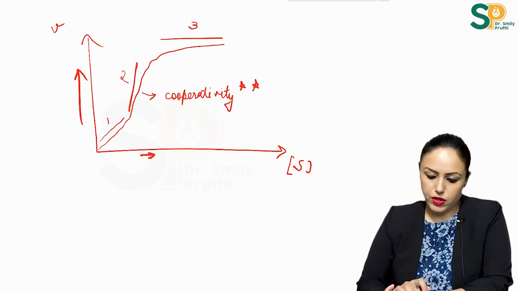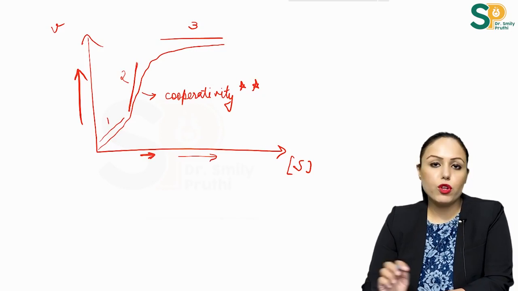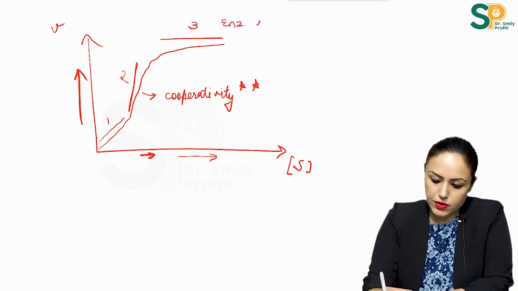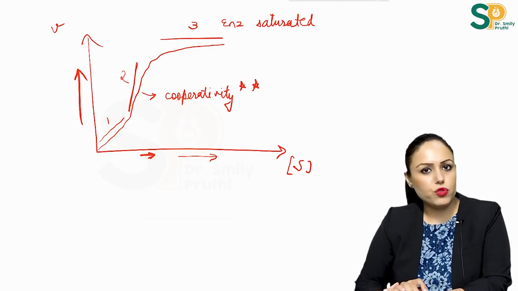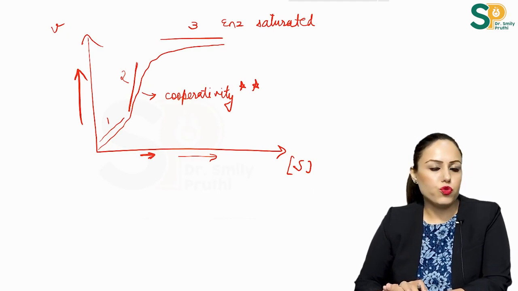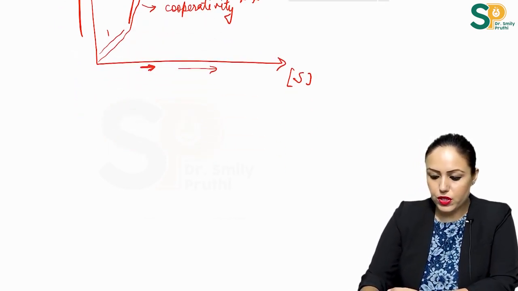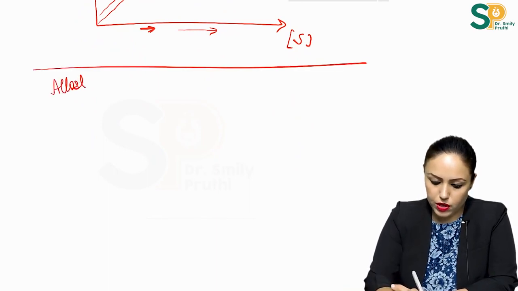See the third portion of the graph. Here, we're increasing substrate, but velocity is not increasing because the enzyme is saturated here. All the enzyme's active sites are already occupied by substrate. So further increase in substrate will not increase the velocity, right? Now, let's see what this property, cooperativity, is for allosteric enzymes.